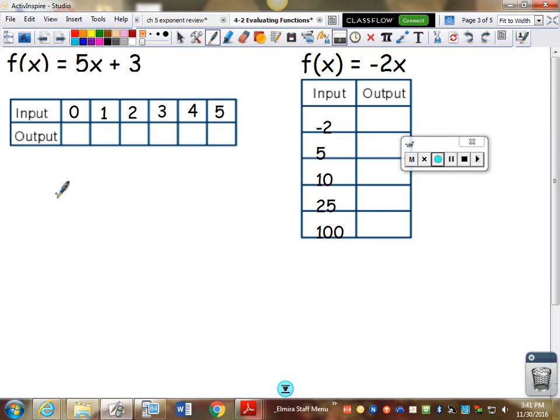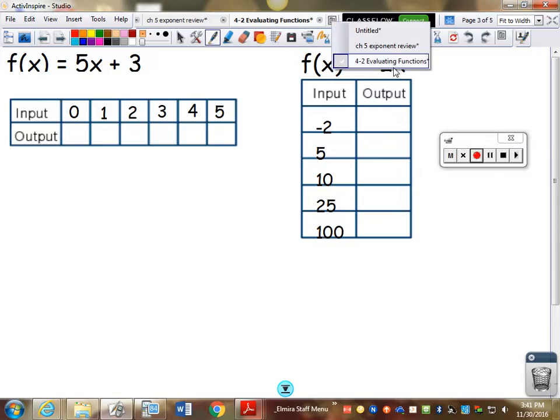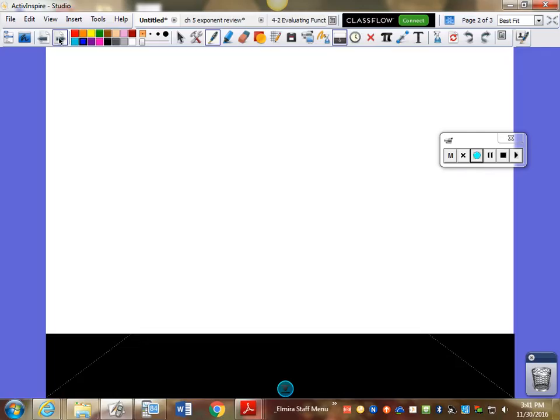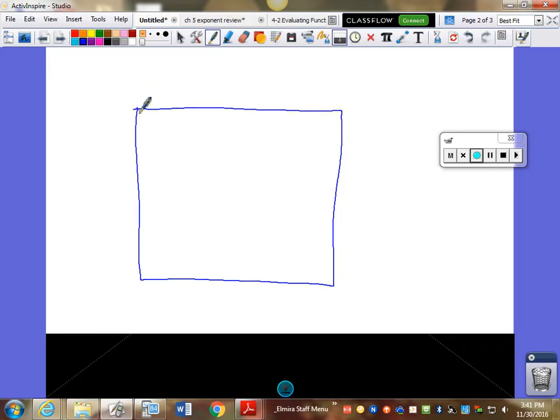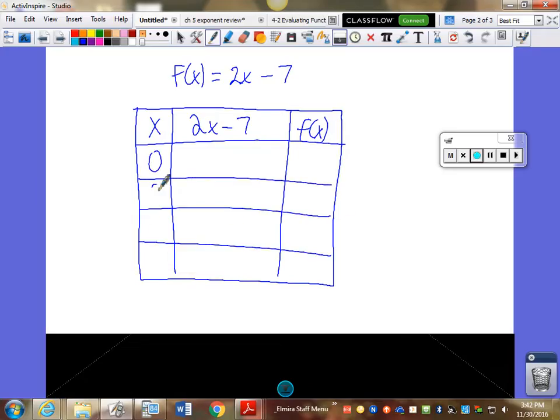Okay? So you also have tables. All right? We did tables before, but we drew them like this, and some of your homework ones tonight are like this. Okay? X, f of x. Let's say your f of x equals 2x minus 7. And the values that you're given in your chart are 0, 2, 3, and 9. I'll just make up random numbers, okay?